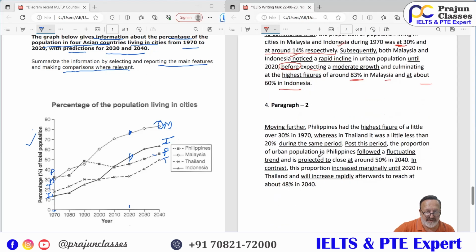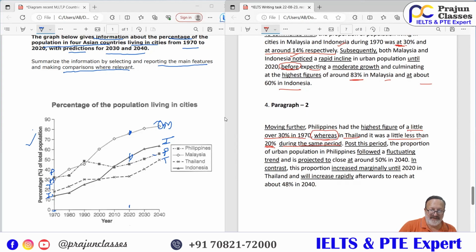So now moving on to the second paragraph, moving further, Philippines had the highest figure of a little over 30% in 1970. So Philippines, we come to Philippines. It had a figure a little higher. A figure of a little over, this is a nice way to state it, a little over 30% in 1970. Whereas, now this is a complex conjunction, whereas in Thailand, it was a little less than 20%. So in Thailand, it was less during the same period. Now "during the same period" is a conjunction which will make it a complex sentence.